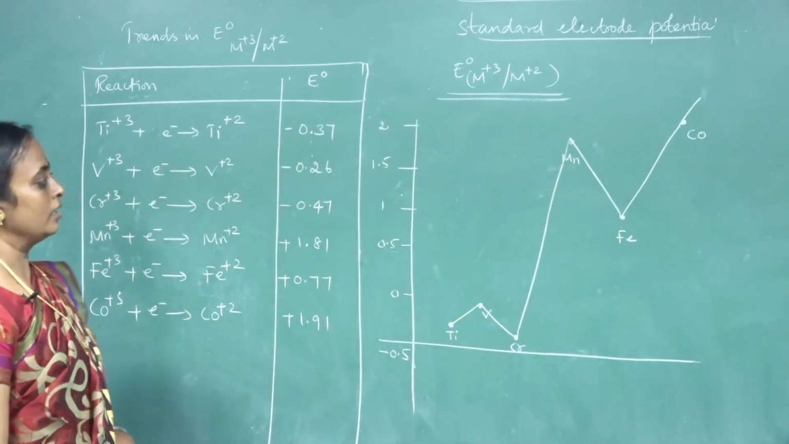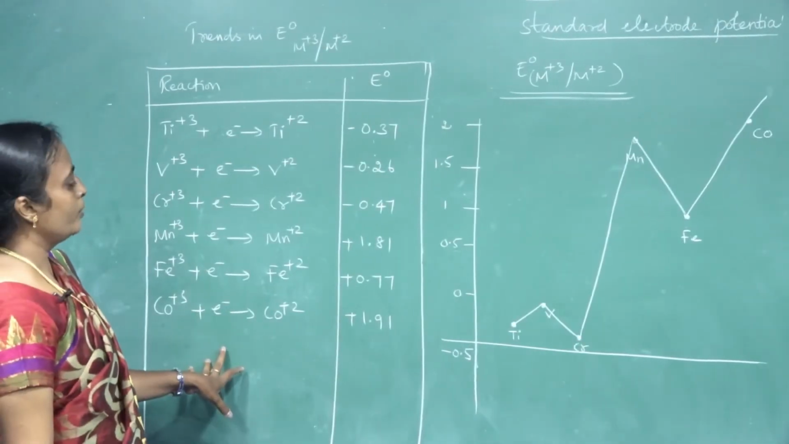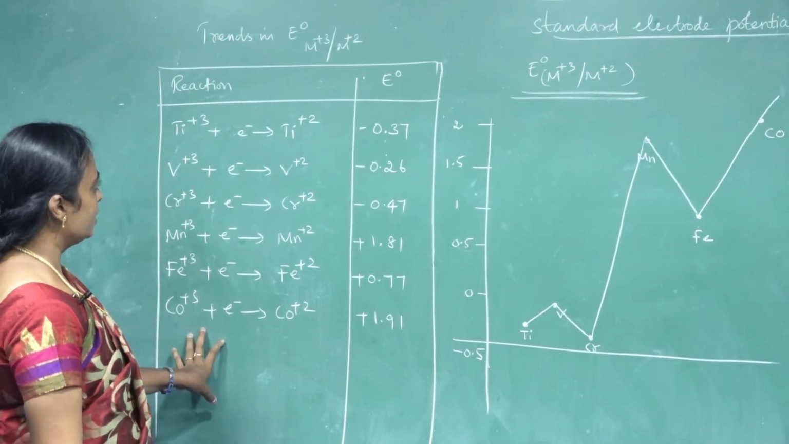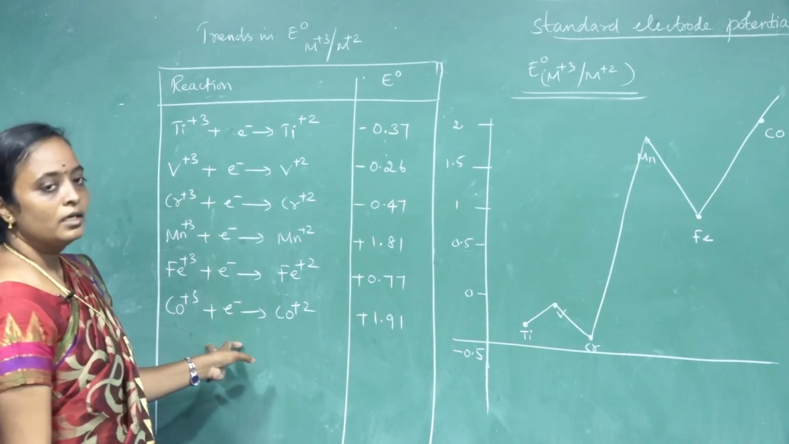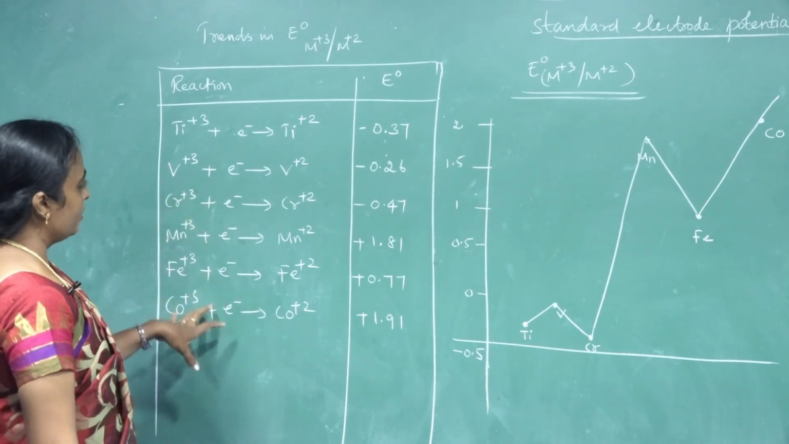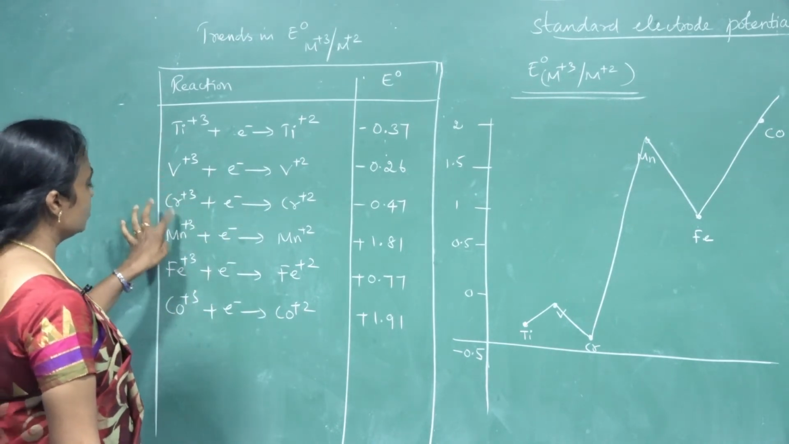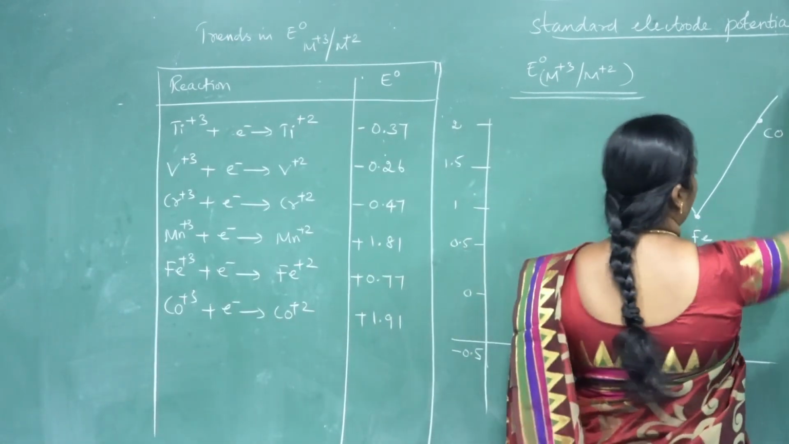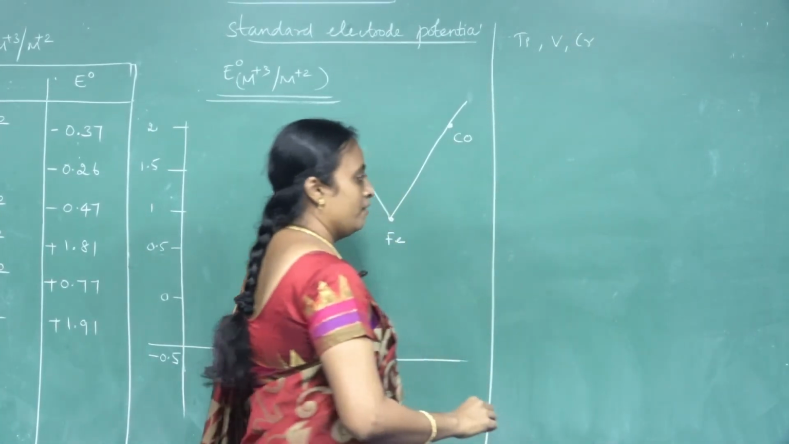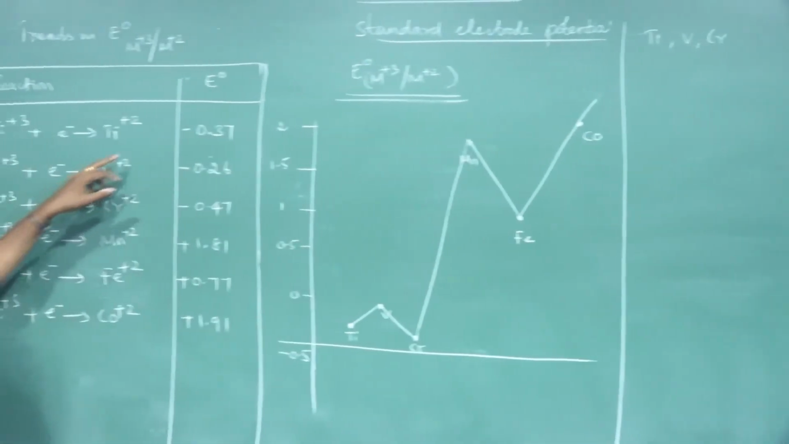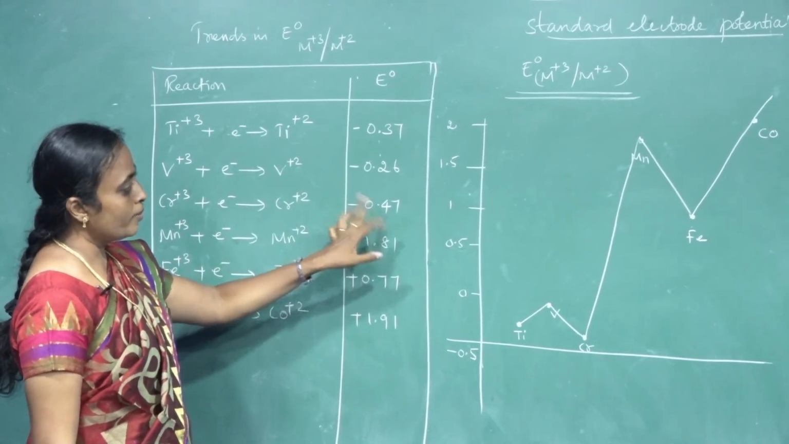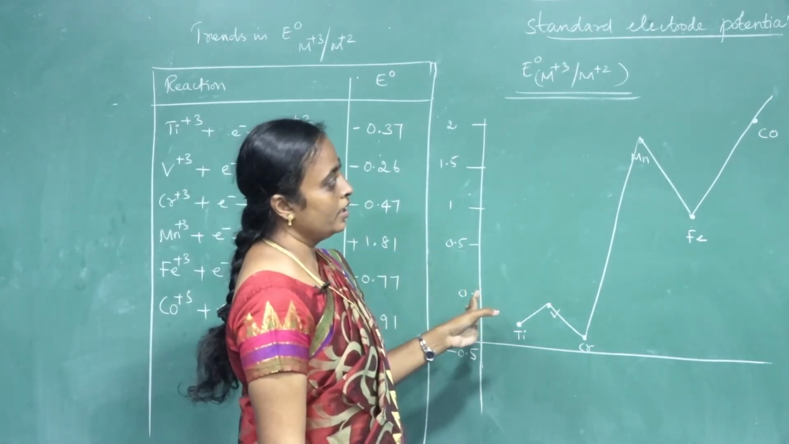This is a graphical representation of the standard electrode potential value versus the transition metals, for the conversion of the metal cation, that is the trivalent cation, to the divalent cation. So here we take titanium, vanadium and chromium. Even though the trend is not regular, because minus 0.37 to a more negative value, and again there will be a sudden increase, 0.47.